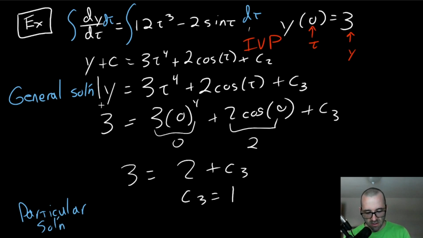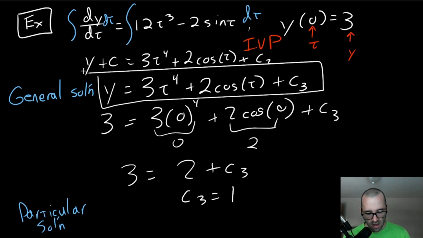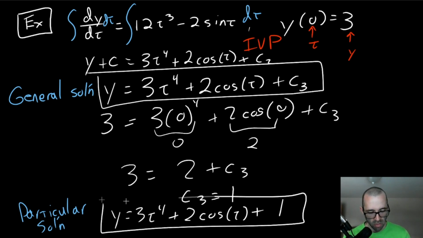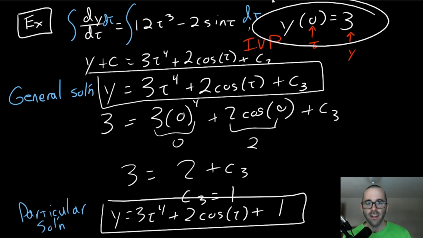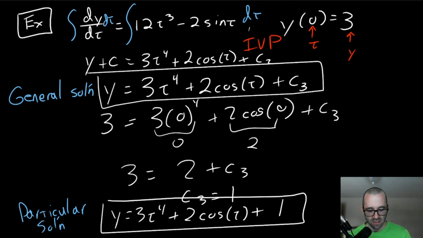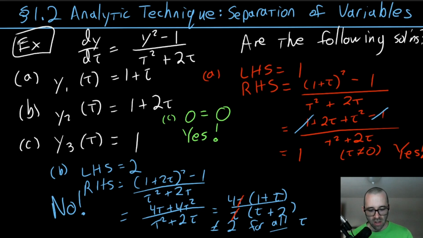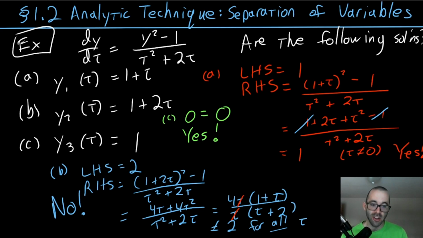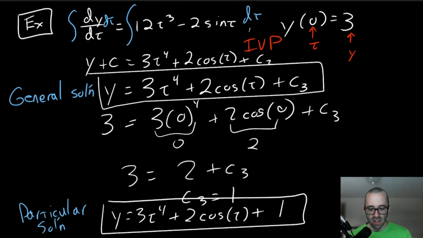And that'll be our final answers, right? Here's our general solution. And our particular solution is 3t to the 4th plus 2 cosine of t plus c, which we said was 1. For this initial condition, our constant is 1. So we know how to check our answers for a differential equation. We know how to check whether something's a solution or not. Make sure it's a solution for all t. And we found out how to go from a general solution to a particular solution by using our initial condition.